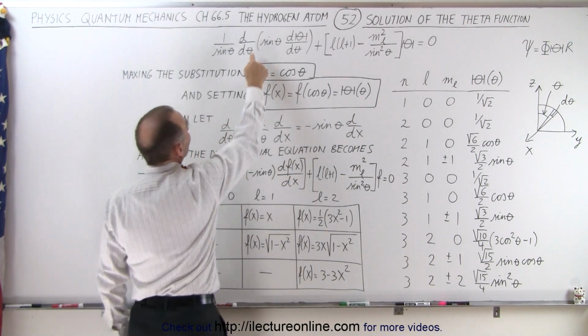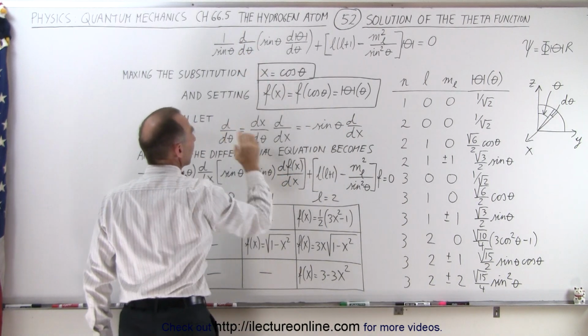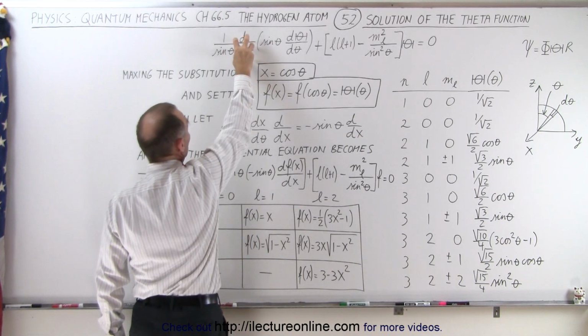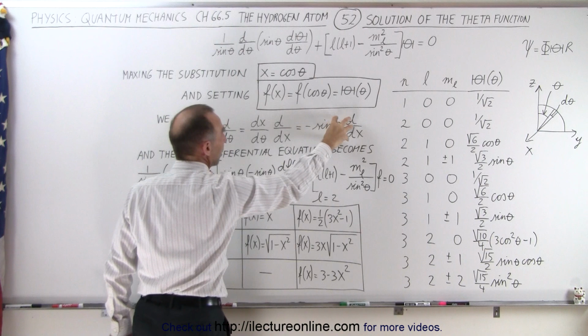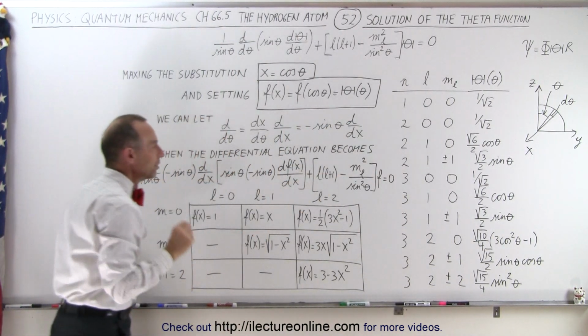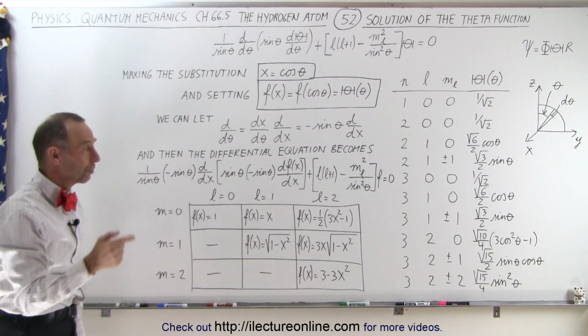So we're going to replace the d d theta in our differential equation by this quantity right here. When we do that, then we simplify this. Now we end up with the differential equation in terms of x.